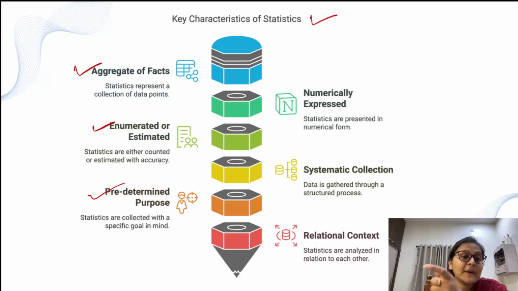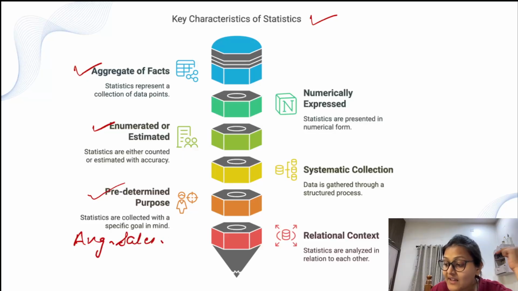Next is it is predetermined. It has a very predetermined purpose. Statistics is being collected with a specific goal in our mind. So we are calculating the sales of that coffee shop and we are keeping in mind what the average sales are which we are going to get at the end. So there has to be a purpose because of which we are doing statistics, because of which we are calculating certain things, right? So there is a definite purpose towards which all the data and all the calculations are being performed.